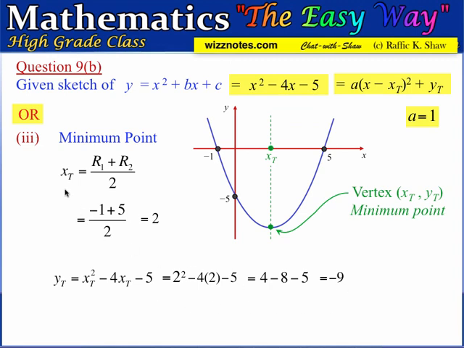And so the xt value is 2, that's the x value at the turning point, and the yt value is negative 9. And so the coordinates of the minimum point is confirmed to be 2, negative 9. And so that's the answer for part B of question 9. And that's the end of question 9.